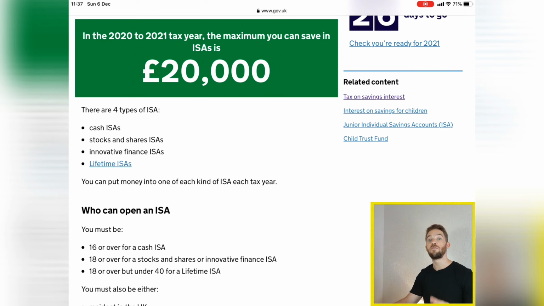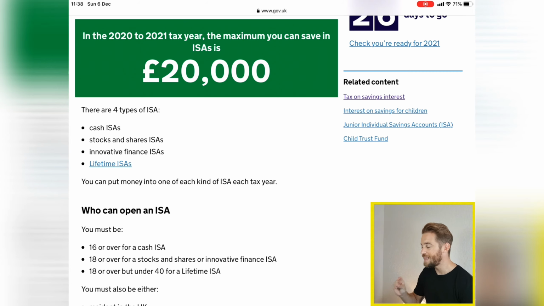If you put the full £4,000 in, then you're going to get a £1,000 top up from HMRC. So if you were 18 years old, you could potentially contribute £132,000 into this ISA between the age of 18 and 50 years old. HMRC would then top it up by £33,000, and that gives you £165,000. And that doesn't sound too bad, right?